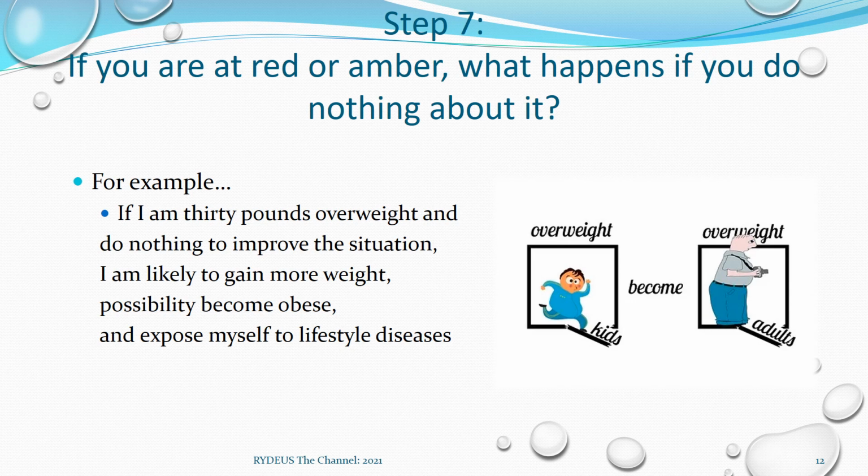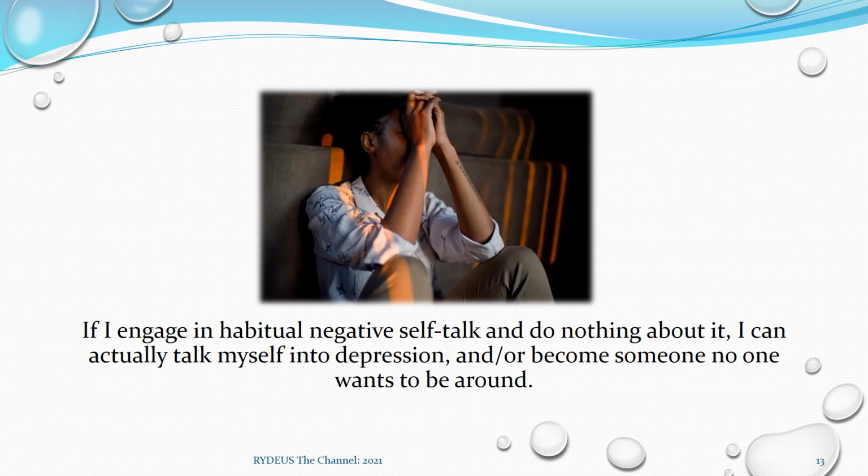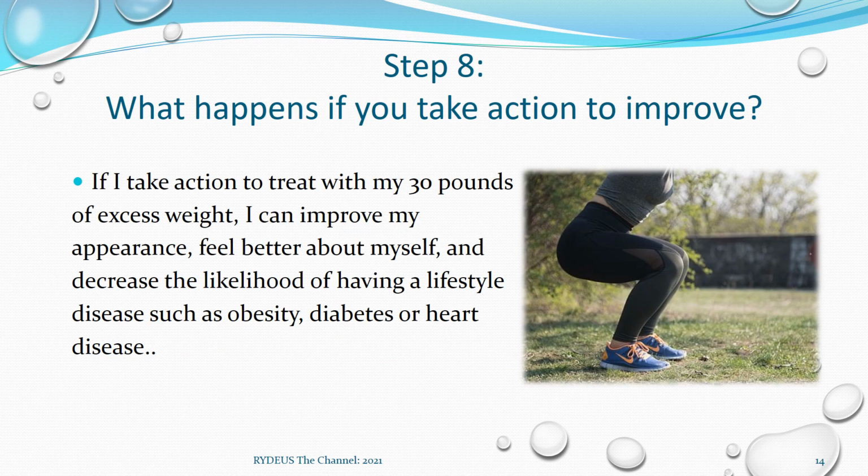So in all dimensions that we are looking at, you are now asked in step 7 to identify what happens if you do nothing. If we look at emotional well-being, we could ask the question, if I engage in habitual negative self-talk and do nothing about it, what is likely to happen? Well, I can actually talk myself into depression and or become someone that no one wants to be around. So if I engage in habitual negative self-talk, what happens if I don't take action to improve? That's what we are called upon to treat with in step 7.